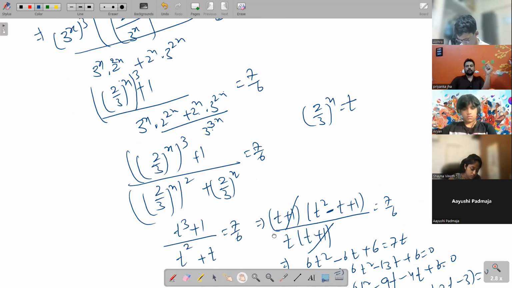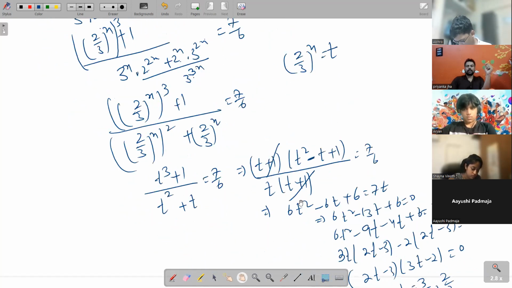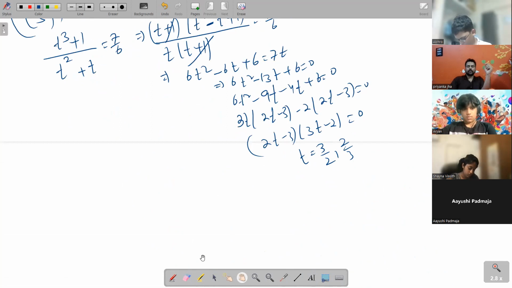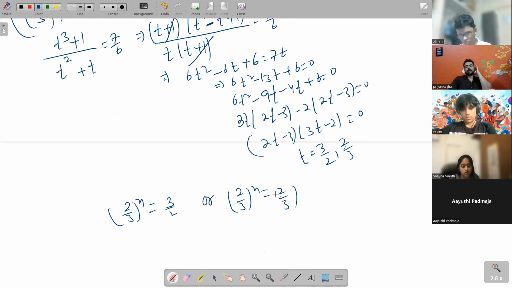And t we assumed what? This thing, (2 by 3) raised to x. So (2 by 3) raised to x equal to t. So 3 by 2 or 2 by 3: (2 by 3) raised to x equals 2 by 3 or 3 by 2, so x equal to 1, and from here you will get x equal to minus 1. Then only it will reverse, right? Understood?